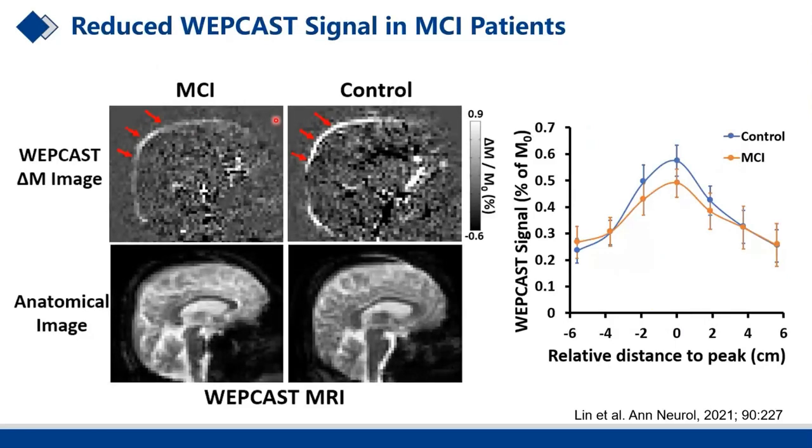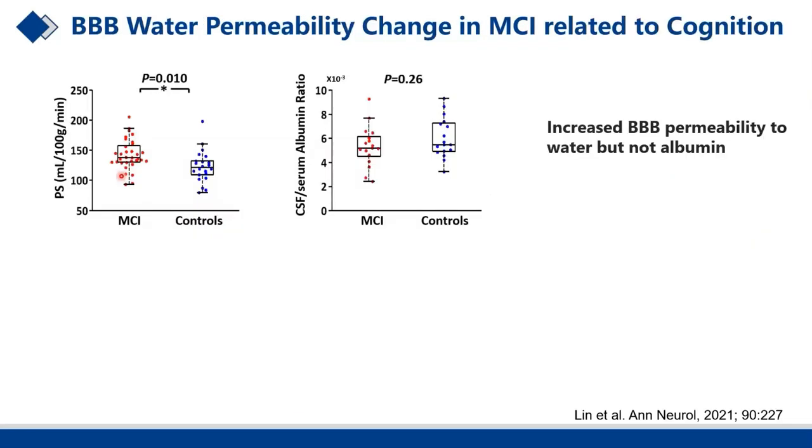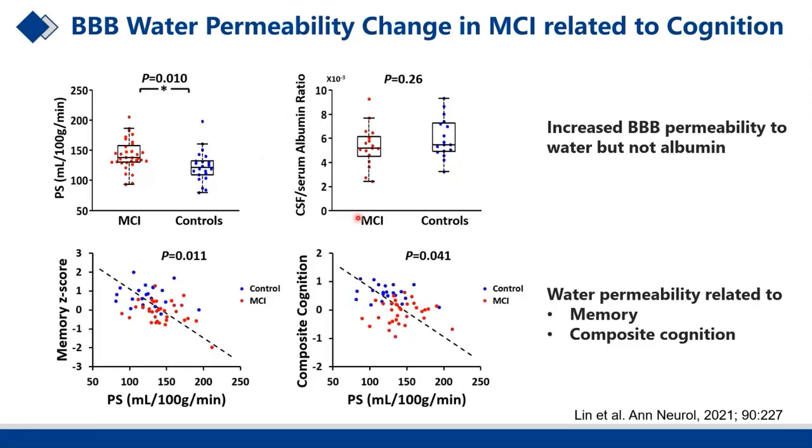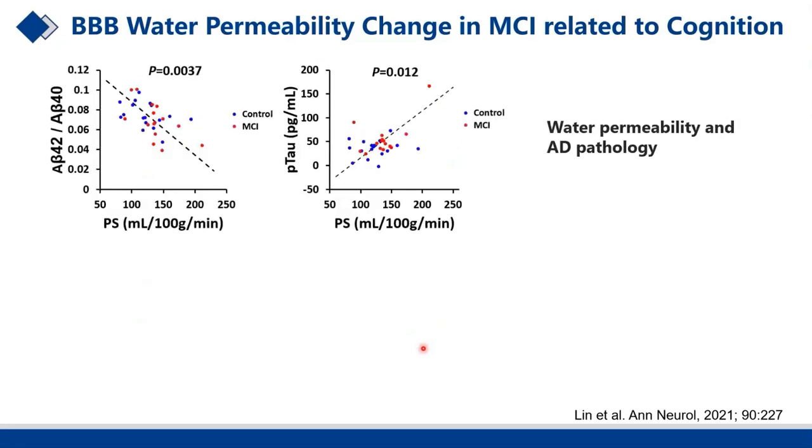First, we saw that there is indeed a decrease of the WEXCEST signal in the MCI patients compared with the controls, which means that their water extraction fraction is increased. And indeed, when you calculate this PS value, you will see that there is an increase of the permeability in the MCI patients compared with the controls, but not in the albumin ratio. We also saw that this PS value of water permeability is directly related to their memory scores and also the composite cognitive scores, suggesting that this BBB dysfunction is indeed an early event in Alzheimer's disease.